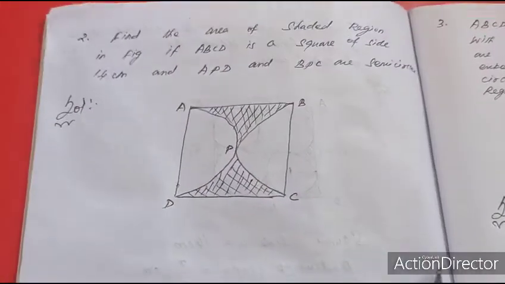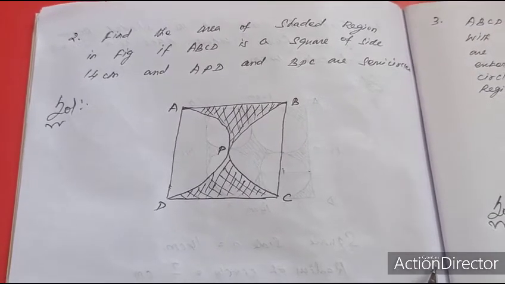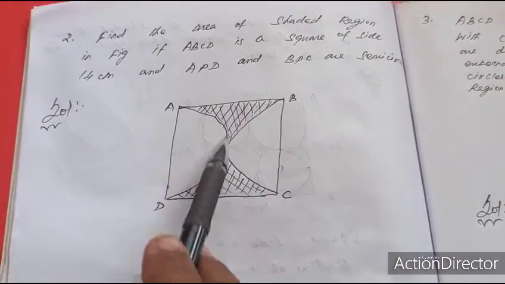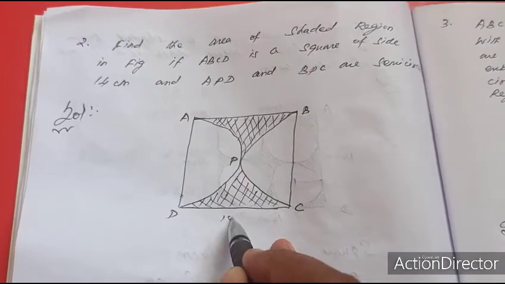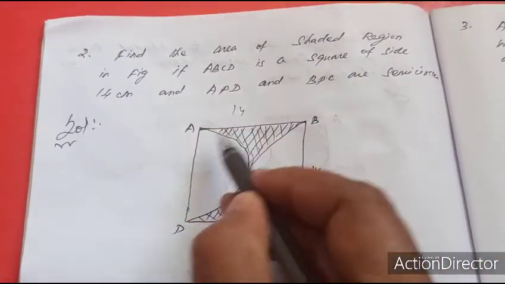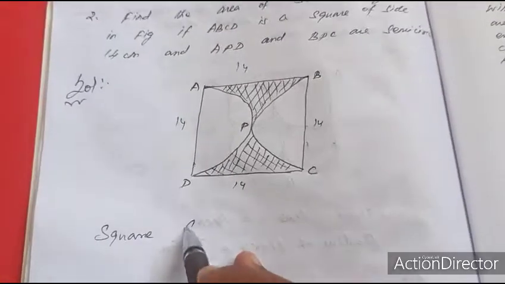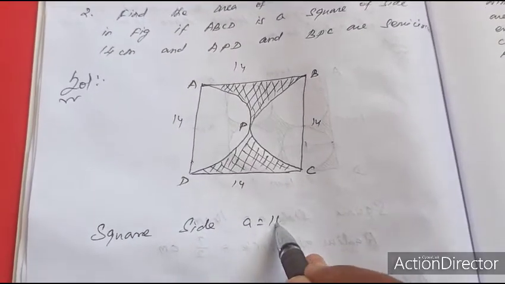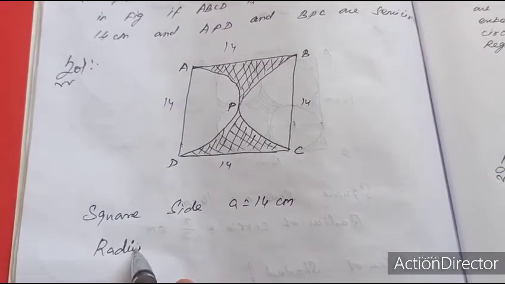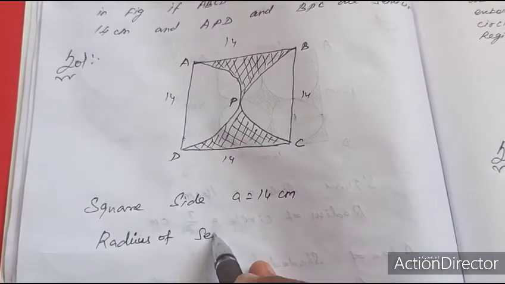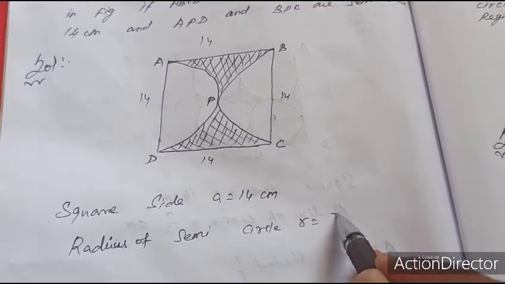Next question. Find the area of the shaded region in the figure. ABCD is a square of side 14 centimeter, and APD and BPC are semicircles. Square side a equals 14 centimeter. Radius of semicircle, r equals 7 centimeter.